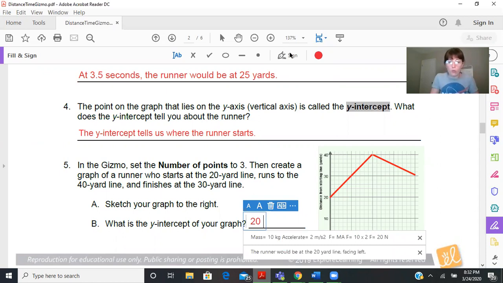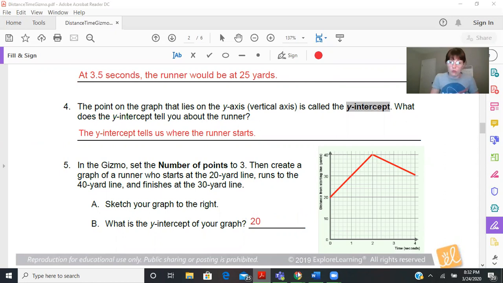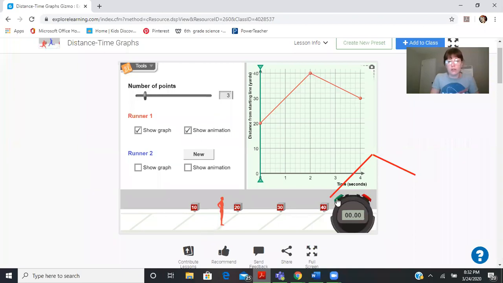Now let's go back and watch the video or the actual movement of the runner in this graph. So here he is starting at the 20-yard line. Running to the 40-yard line, turning around, and running backwards. Let's watch that again. So here he's moving forward because there's a positive slope. Then he turns to face backwards because there's a negative slope. So he's running back to the 30-yard line. Does that make sense? So if there's a positive slope, it means he's running forward. And if it's a negative slope, it means he's running backwards.